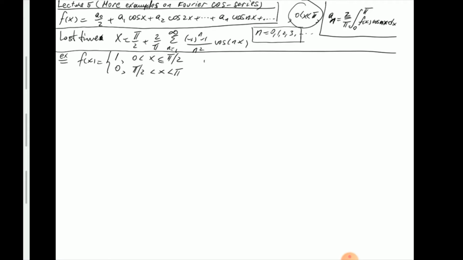So let's start with the formula. An is 2 over pi, the integral from 0 to pi of the function itself, times cosine of nx.